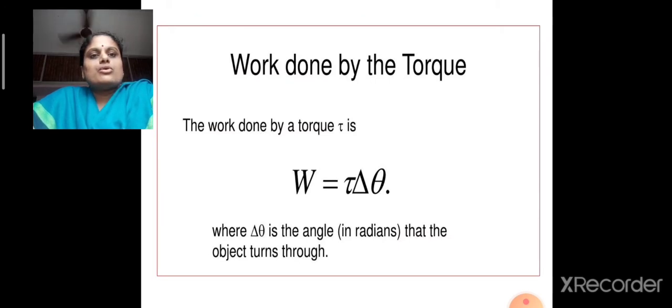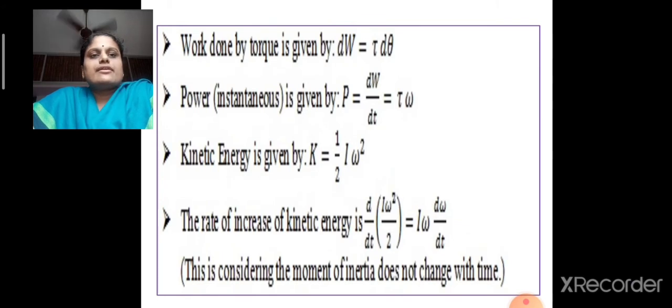Now let us learn about the work done by the torque. In linear motion, we have studied a small work done dW is equivalent to F into dx. Likewise, in the case of rotational motion, the work done by a torque tau is given by dW is equivalent to tau into d theta, where d theta is a small angle through which the object turns. So we can write dW is equivalent to tau d theta.